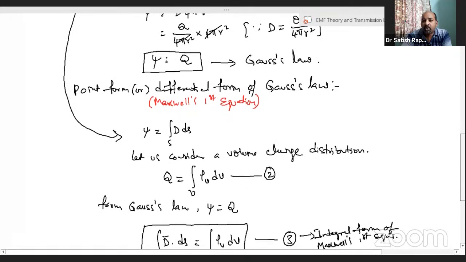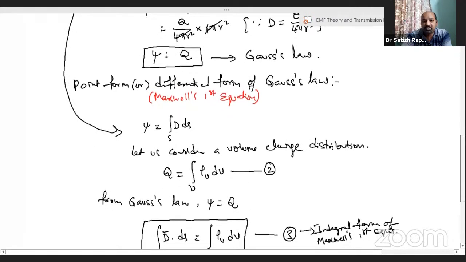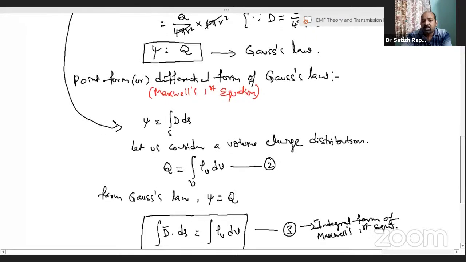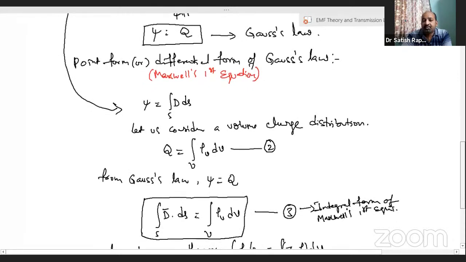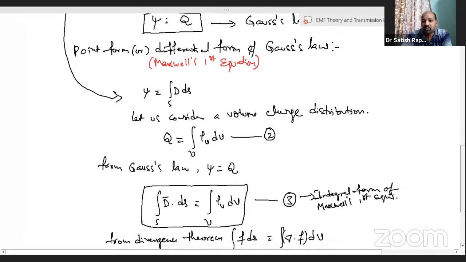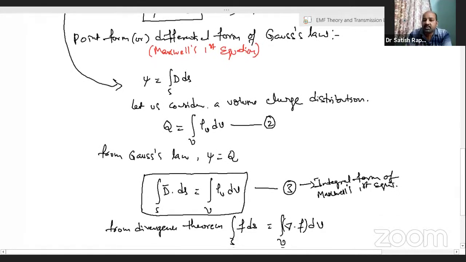Coming to the point form or differential form of Gauss law, it is also called Maxwell's first equation. Psi is equal to the surface integral D dot ds, that we know. Let us consider a volume charge. Then charge Q is equal to the volume integral rho v dv. From Gauss law, psi is equal to Q, and we have the surface integral D dot ds is equal to the volume integral rho v dv.